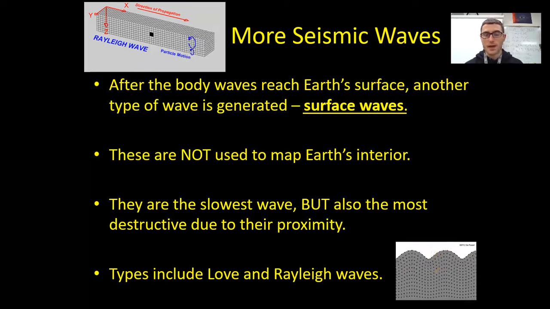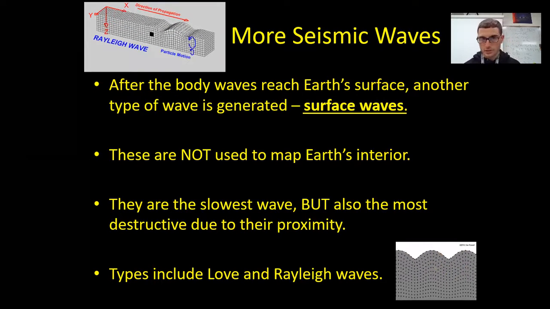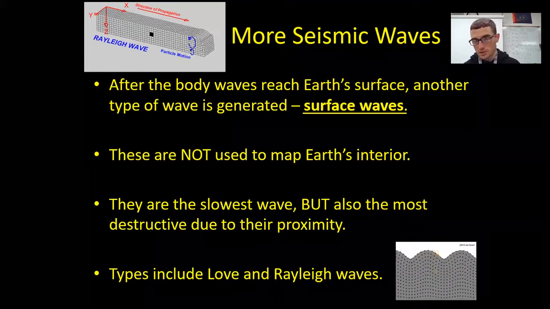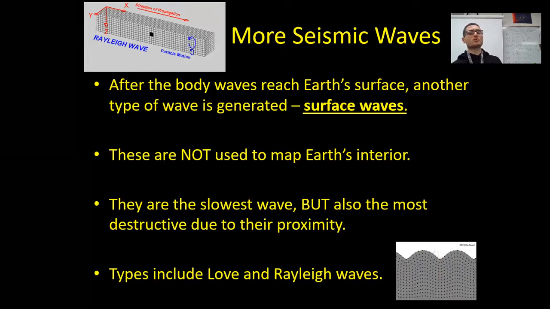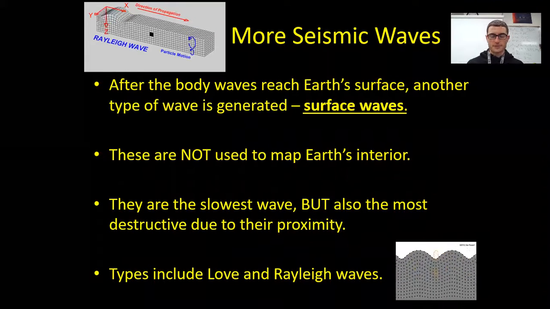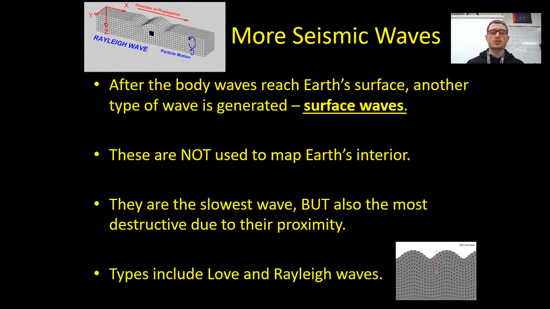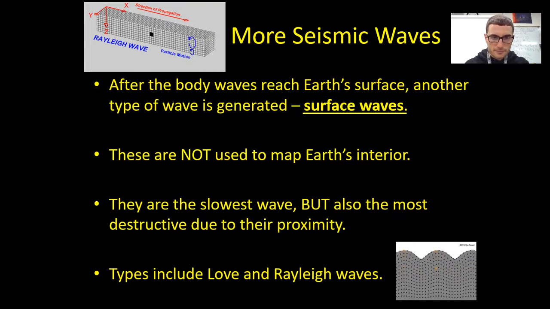We have surface waves. Super important, guys. So you have your P waves. We know about S waves: primary, secondary, longitudinal, transverse. Those are the alternate names. But the last wave I need you to know are surface waves. Surface waves, this is what you need to know. They're not used to map Earth's interior.